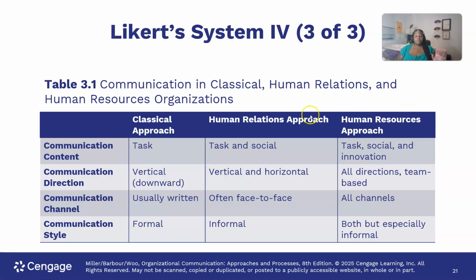Okay. So the cool part about Table 3.1 is that we can see the classical, human relations, and human resources approaches and compare and contrast. So, for example, with the classical approach, communication type is task related, human relations approach is task and social, and then human resources approach is task, social, and innovation. We have downward vertical communication, human relations approach, vertical and horizontal. And then the human resources approach is all directions, so bottom up, side to side, and top to bottom.